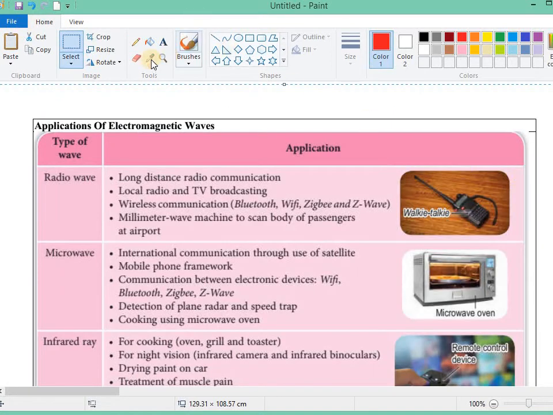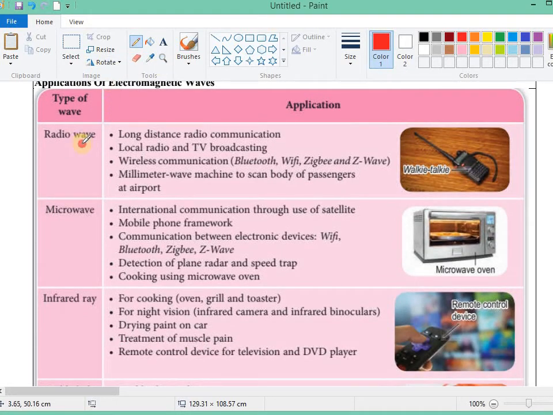Okay, next we want to look at applications of electromagnetic waves. First, radio wave: long distance radio communication, local radio, TV broadcasting, wireless communication, Bluetooth, Wi-Fi. I don't know what ZigBee is. Maybe you know what Z-Wave is also. Actually, I also don't know what Z-Wave or ZigBee is. Maybe you can go and Google. Anyway, at least you need to know that Bluetooth and Wi-Fi use radio wave. That means the frequency and the wavelength are in the range of the radio wave.